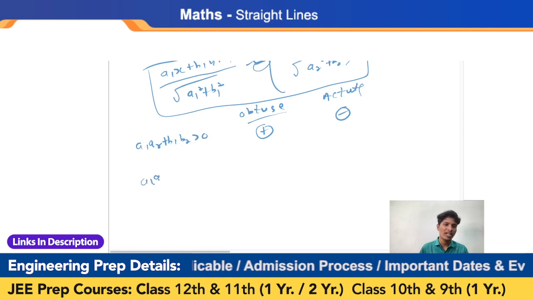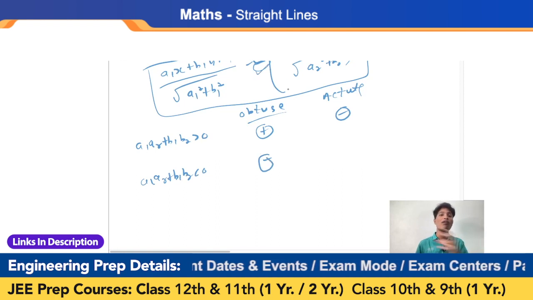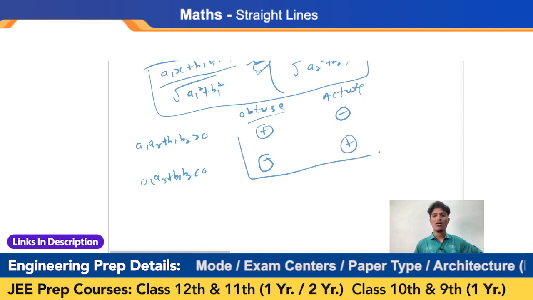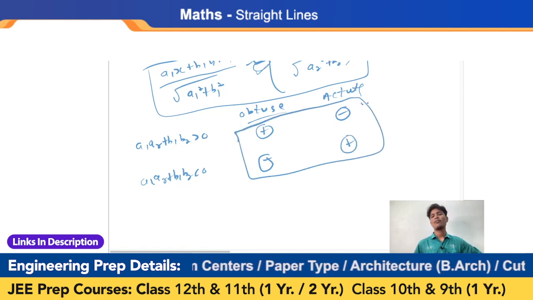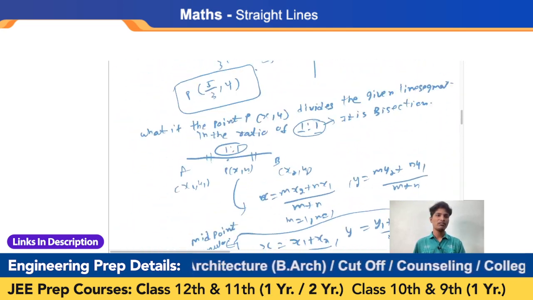But when a1 a2 plus b1 b2 is less than 0, in order to get the obtuse angle, you have to take negative, that is, you have to open the entire thing with the negative sign, and in order to find the acute, you have to take positive. So these are the important cases. So the bisector concept is completed.